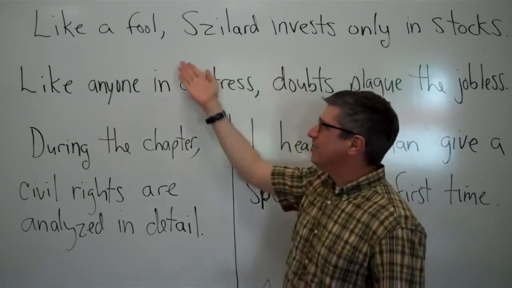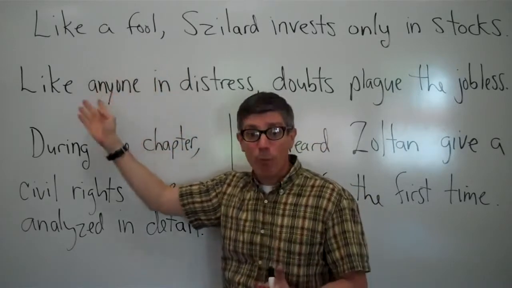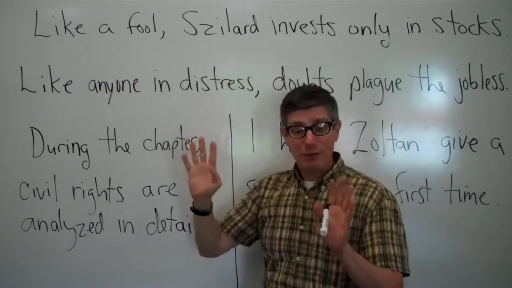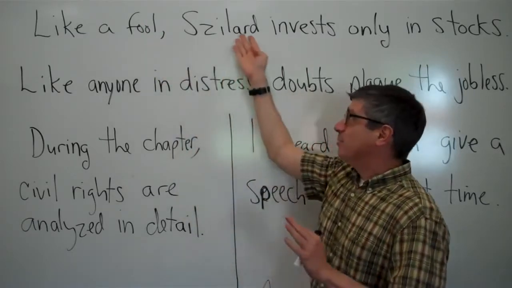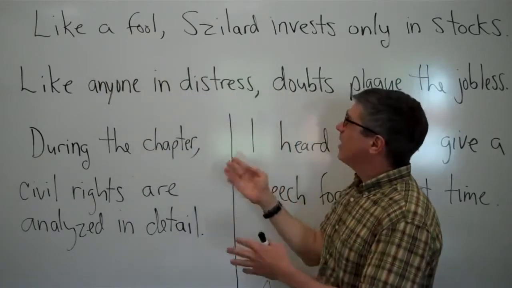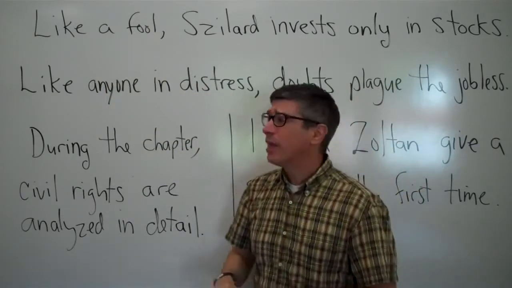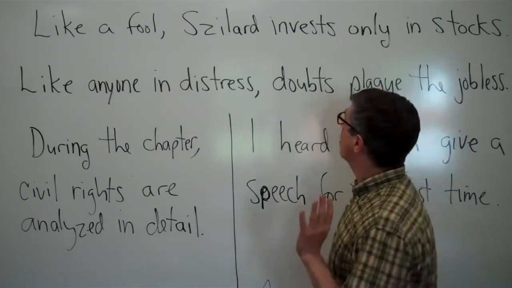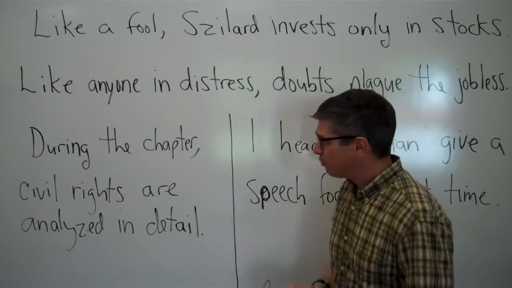So how does he invest? He invests like a fool. So like a fool modifies invests. You get a little mixed up and think that it's modifying Szilard, but it isn't. It's functioning adverbially. It's saying, how does he invest? Like a fool. That's how. So here's a sentence that works just fine. Like a fool, Szilard invests only in stocks.